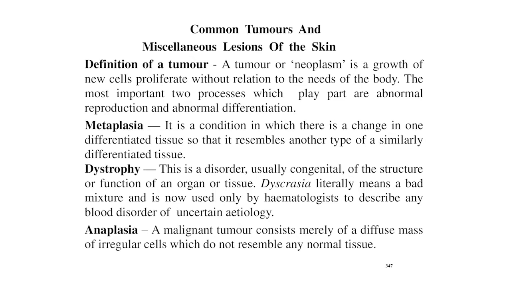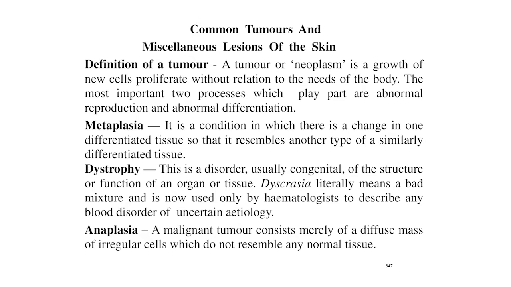Now start with me the common tumors and the skin lesions, miscellaneous skin lesions. First we see the definition of the tumor. A tumor or neoplasm is a growth of new cells that proliferate without relation to the needs of the body. The two most important processes which play a part are abnormal reproduction and abnormal differentiation.